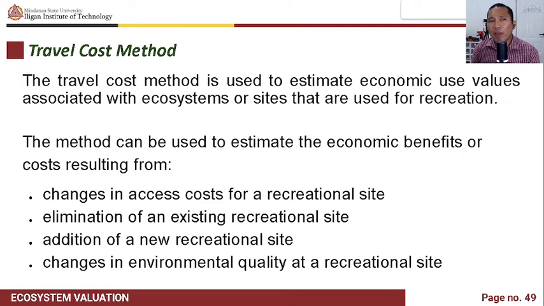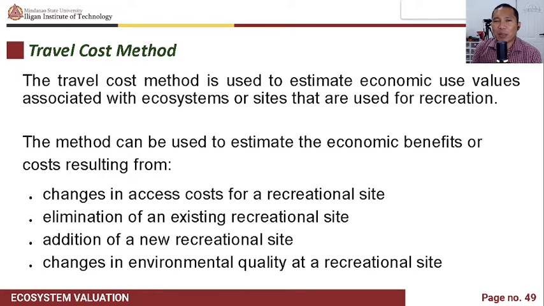This is used to estimate economic values associated with ecosystems or sites that are used for recreation. So usually you will be able to get the data, for example, secondary data from a resort, like the number of visitors and the frequency of visits. You can also ask some demographic questions with this one.